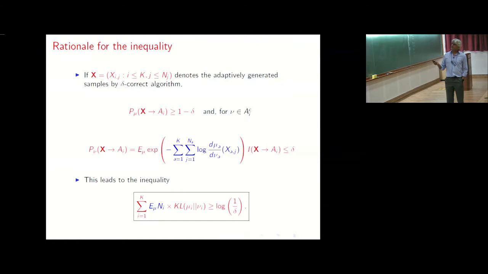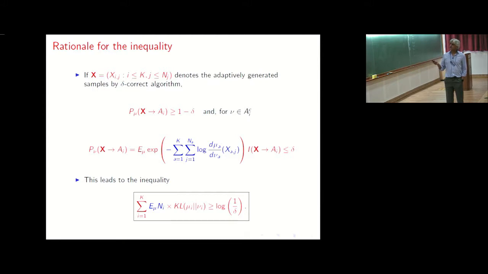So I see this data x_ij: for each arm k, I see n_k samples, and that's when I stop. So this is an adaptively generated sample by a delta-correct algorithm. Suppose the data came from the underlying distribution mu. Then my algorithm will say that x belongs to the set A_i, so mu is in A_i, and it would say this with probability at least 1 minus delta, right?